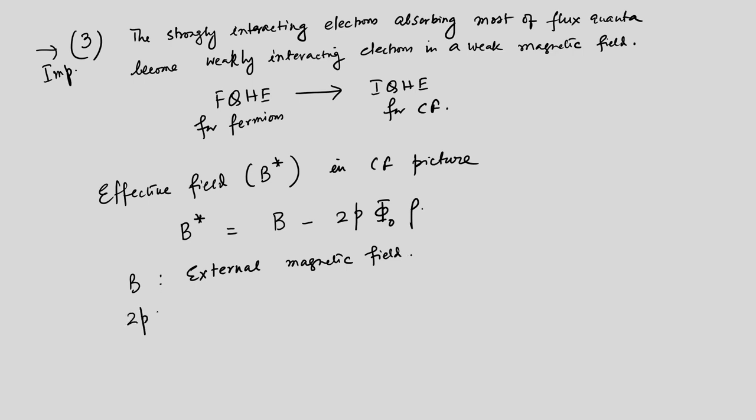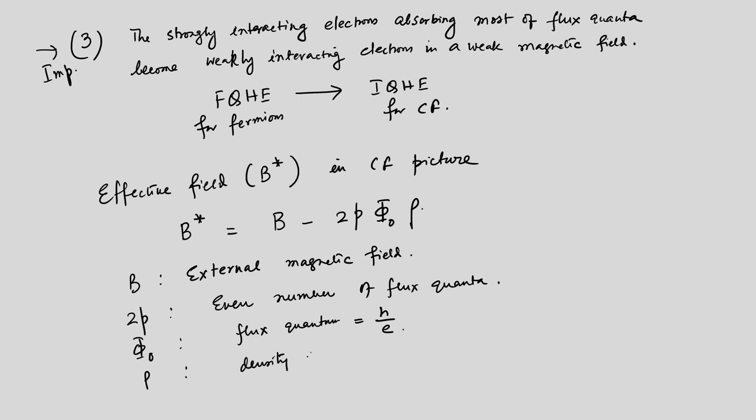So let me write B, which is the external magnetic field, minus 2p, even number of flux quantum, phi 0, of course, you know that that's a flux quantum, which is equal to h over e, times rho, the density of CF. So this tells you that the effective magnetic field, or the reduced magnetic field, is given by this expression, where B is the external field. And now, since these fermions have absorbed most of the flux from the external field, the field now remains as this.